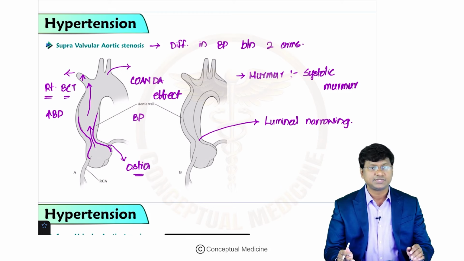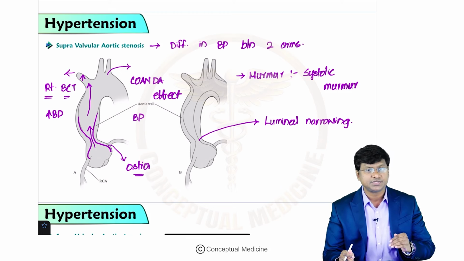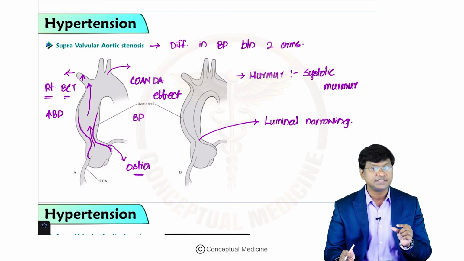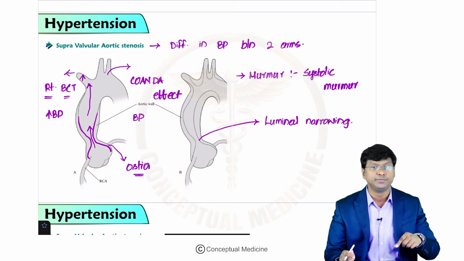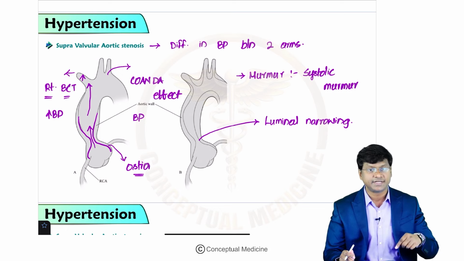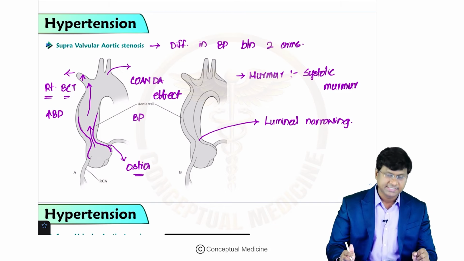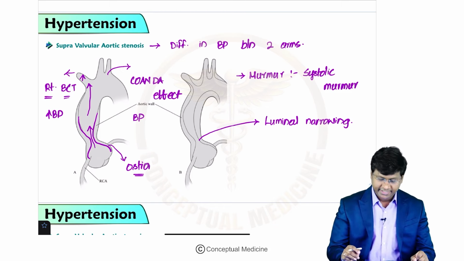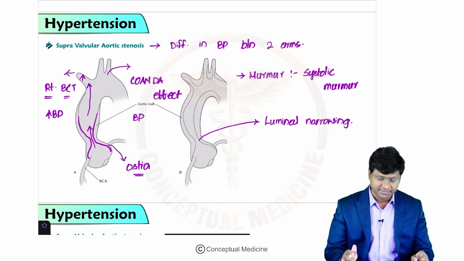Right, it will be a systolic murmur. So, what is that systolic murmur? Why will there be a systolic murmur? Because the turbulence is created across that narrowed lumen during systole. That is the reason why it is considered to be a systolic murmur.